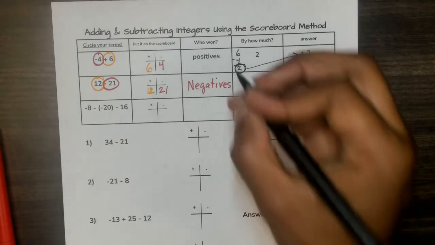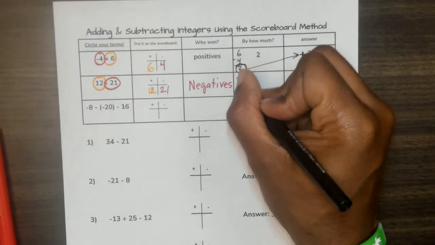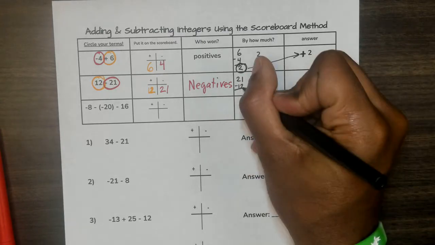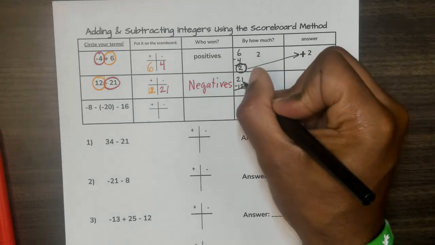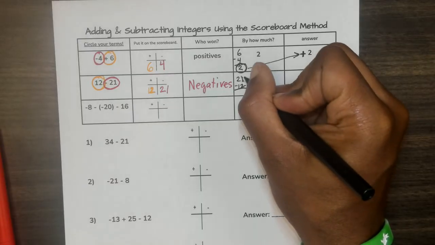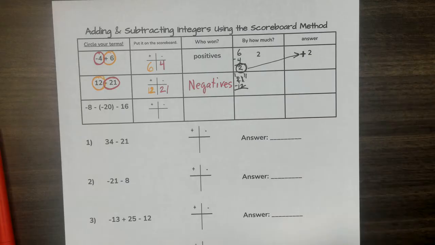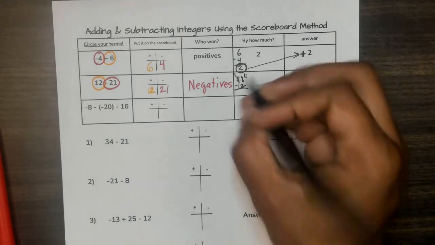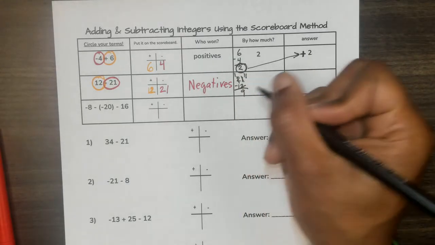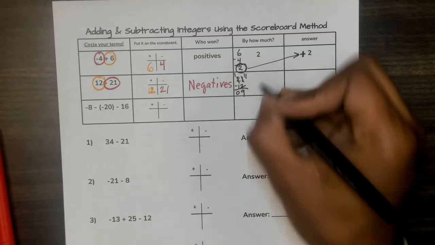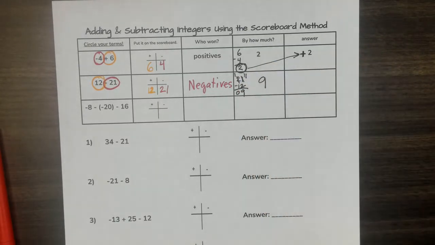Well, let's do a little math here. We have 21 minus 12. We just subtract the two scores. We can't take 2 from 1, so we do a little borrowing here. So this becomes 11, and we pay this back over here. So now we can do 11 minus 2. That gives us 9, and 1 minus 1 gives us 0. So how many points did they win by? They won by 9 points.